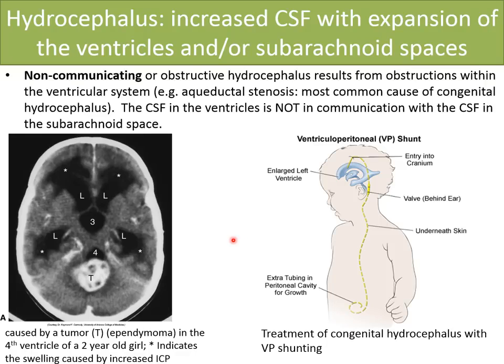Now, if CSF is produced all the time, there are big issues if you block some of the egress of CSF. So here we see a mass sitting in the fourth ventricle, and as a result, the CSF produced in the lateral ventricles and the third ventricle continues to be produced. It will push brain tissue up against the wall, and in fact, it will push the brainstem down towards the spinal cord. But you'll see the ventricles will start to swell, and you'll start to see damage to brain tissue in this surrounding area.